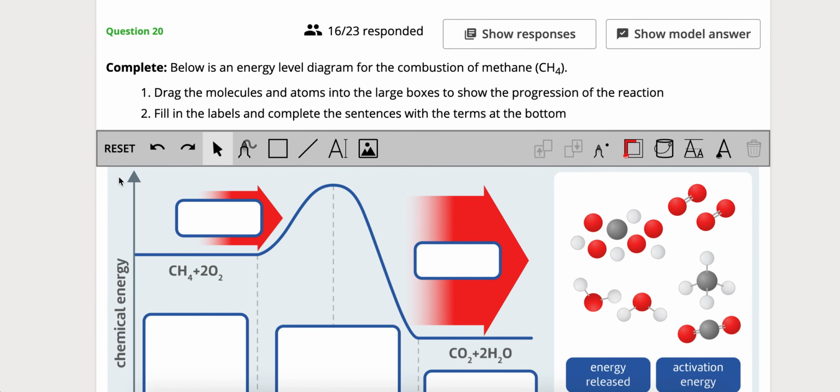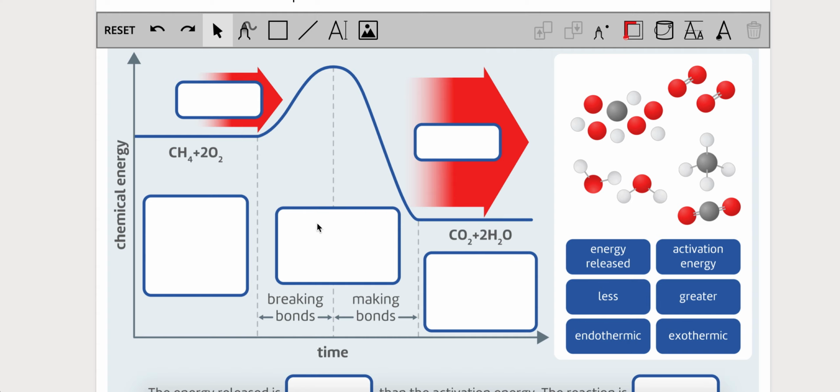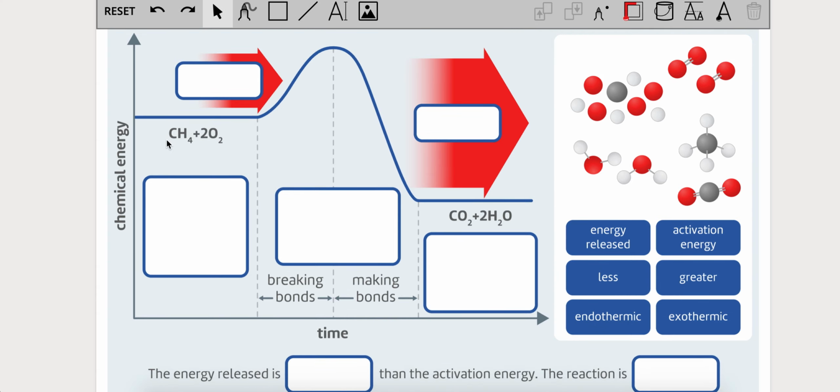Moving on to question number 20. Below is an energy level diagram for the combustion of methane, CH4. Step 1. Drag the molecules and atoms into the larger boxes to show the progression of the reaction. And then step 2. Fill in the labels and complete the sentences with the terms at the bottom. So, with this particular reaction, we are told that our reactants, so our starting materials, are going to be CH4 plus 2 lots of O2.